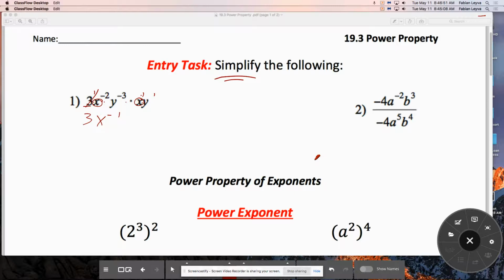And then you just want to repeat the process over and over again for all the variables until you've combined every variable with every variable that it could be combined with. So notice that I have a y to the negative 3 and a y to the 1. So my base stays the same. Negative 3 plus 1 is a negative 2. Now, notice that I didn't let the negative numbers freak me out there. All I did was just kind of take my time and apply the product property.